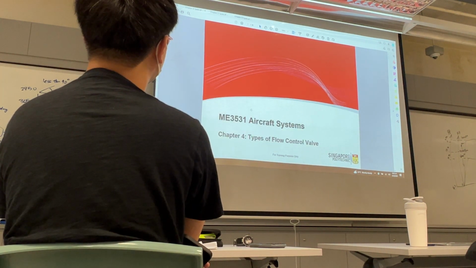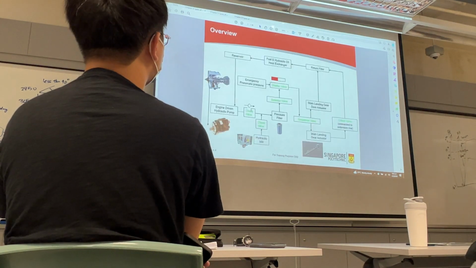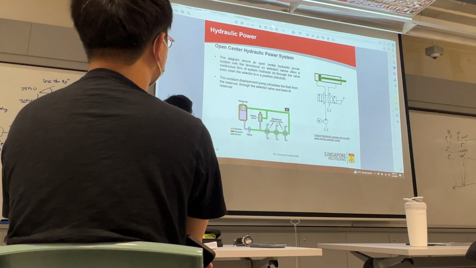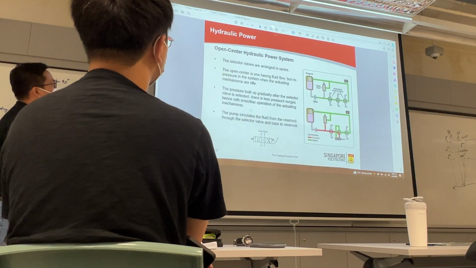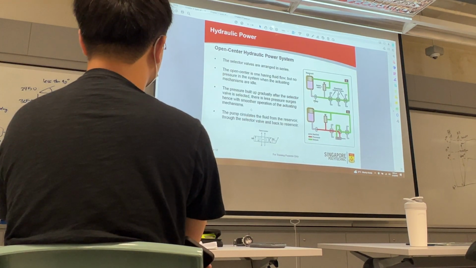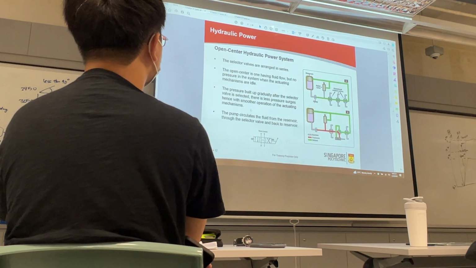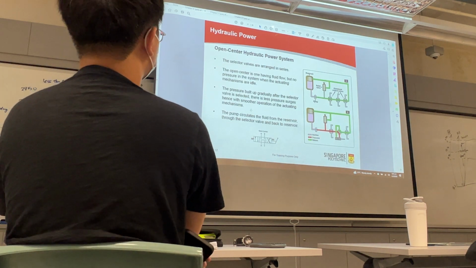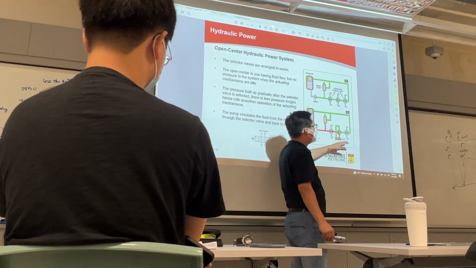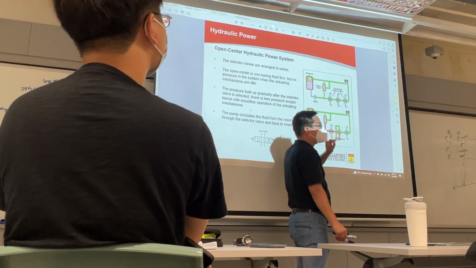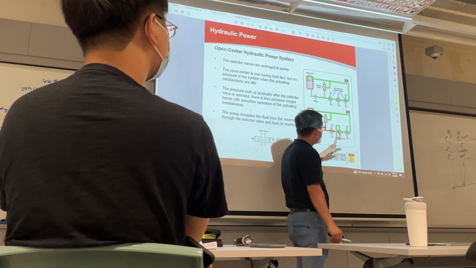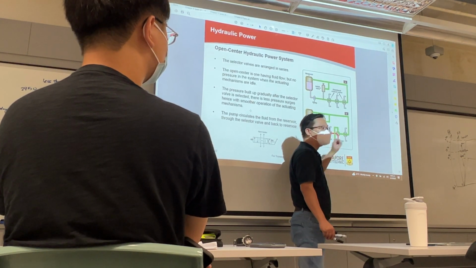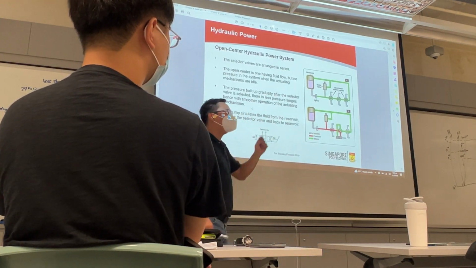Now, types of flow control valves, we have a few here. Selector valves, we learned already, so let's go fast. For open center hydraulic power systems, these are usually not used on our aircraft, but more in industry. Why? Selector valves are arranged in series. What is the problem? If one actuator is for one system in my aircraft, such as flight control, landing gear or gun, that means only one system can work at any one time.